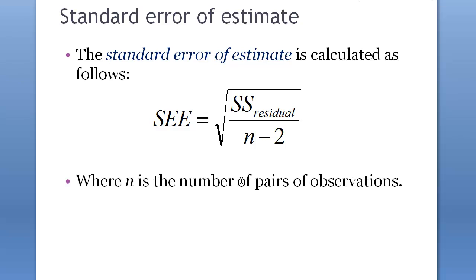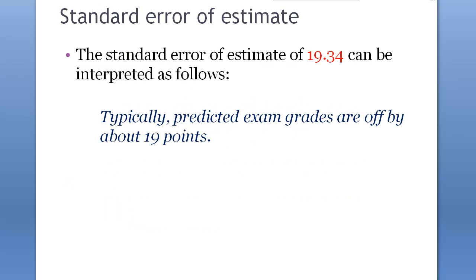That's what we calculated using this method: sum of squared residuals divided by n minus 2, and then take the square root, because the division would just give you an average area, so we turn it into distance. That's how you calculate the standard error of estimate. It is 19.34, and typically predicted exam grades are off by about 19 points. That's the more logical and practical interpretation of the standard error of estimate.